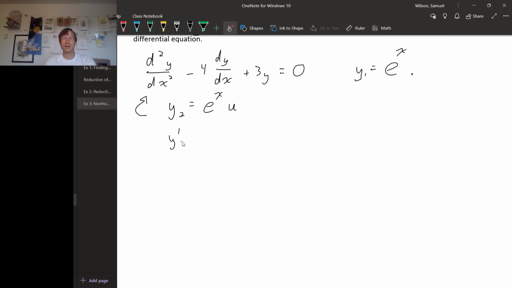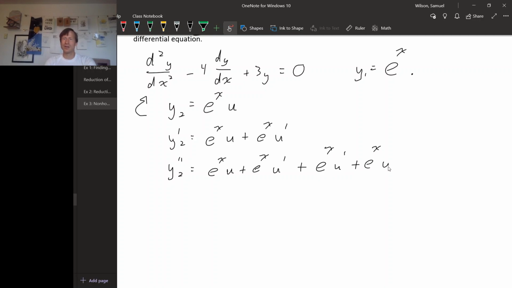So we need some derivatives. Y sub 2 prime is e to the x times u plus e to the x times u prime. Don't forget your product rule. Y sub 2 double prime is going to be, so again, product rule, e to the x times u plus e to the x times u prime. So that's the product rule for the first term. Now the product rule for the second term, another e to the x u prime plus e to the x u double prime. And then we can combine those middle two terms. We get e to the x times u plus 2e to the x u prime plus e to the x u double prime.